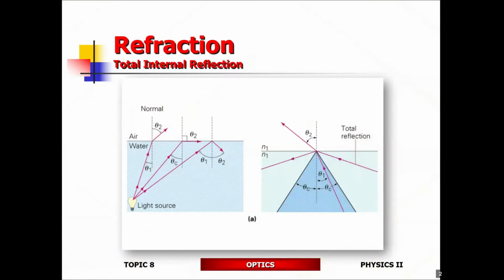A couple of things we need to know regarding the reason why diamonds sparkle are the following. Number one, light coming from a denser medium into a less dense medium is going to refract away from the normal. It's going to bend away from the normal. This is water, this is air, and so the light coming from this light source is going to end up bending away from it.